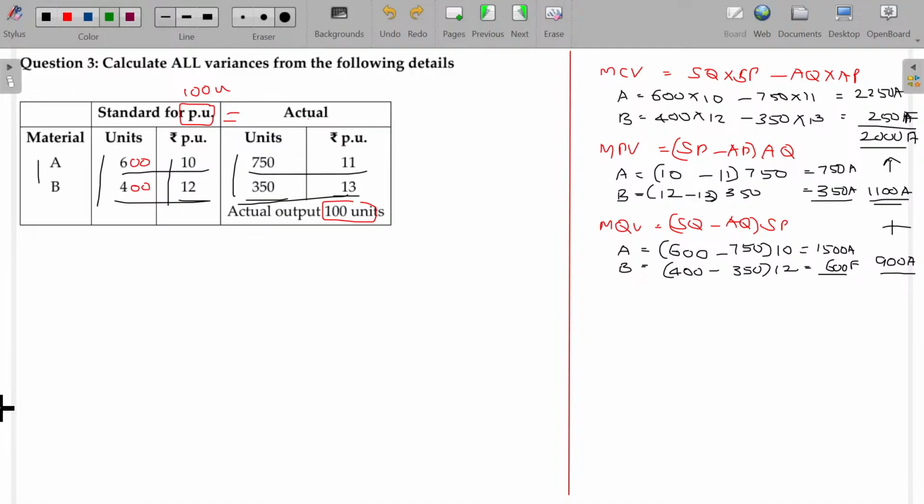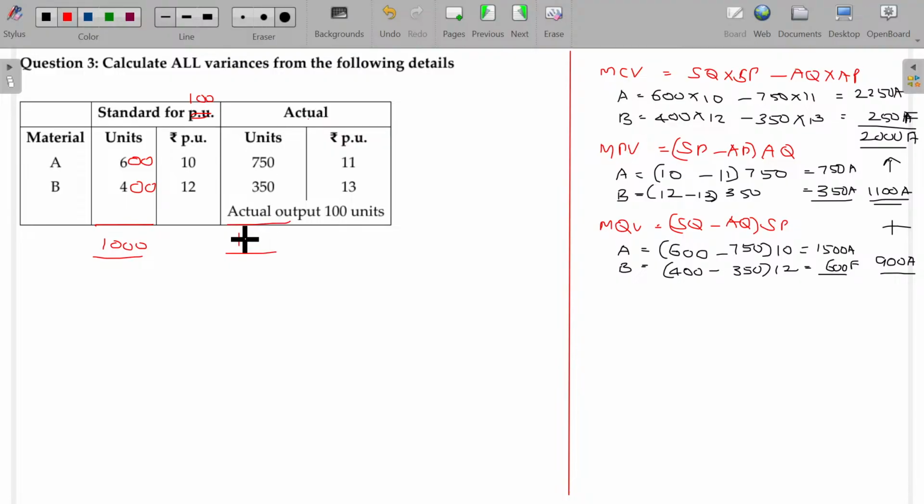Now I'm going to introduce one more variance here, which is nothing but the mix variance. Mix variance. What does it mean? Let's see. You have to compare only when the outputs are same. So by making this standard for 100, I get this detail here. Now what is the total input I have given? 1000. What is the actual input I have given? 1100. So definitely quantity consumed is higher than the standard, right?